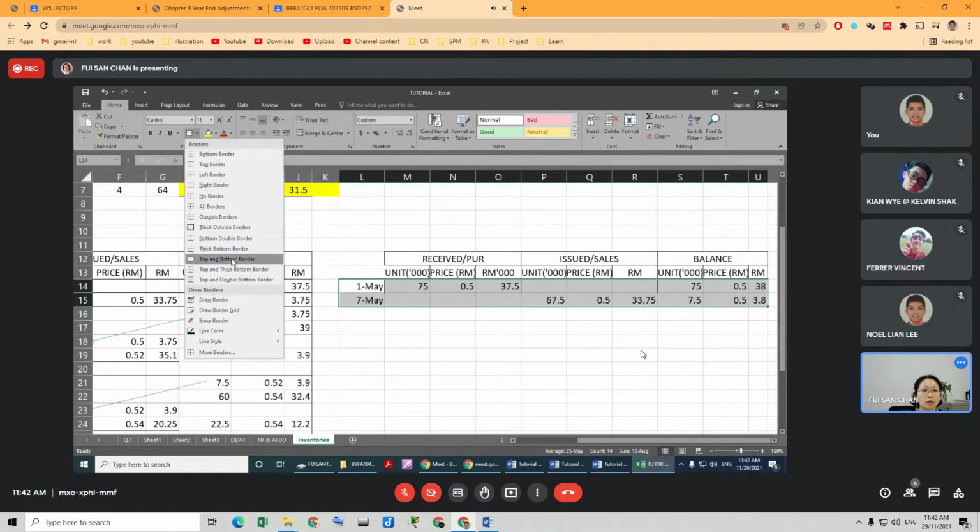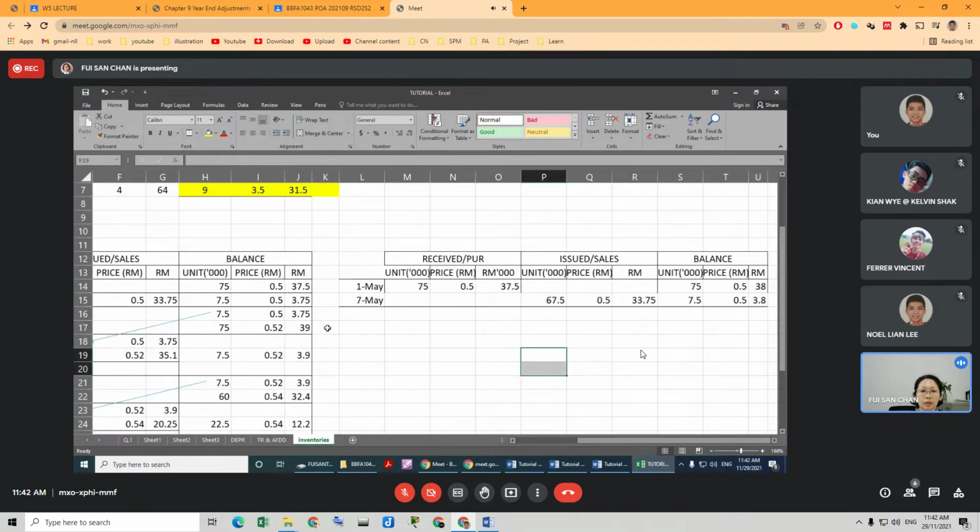I just draw the line. So end of week one. Then we move on to week two. Week two is ahead of me. So week two we further purchase another 75, like this. And now week two when we purchase it becomes 0.52. It becomes 0.52. And so the total is this one, correct?